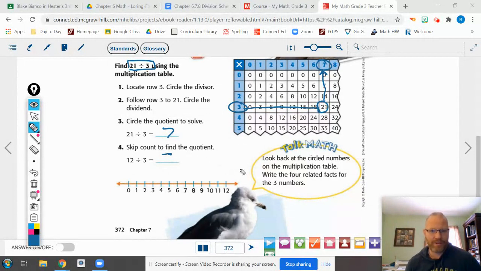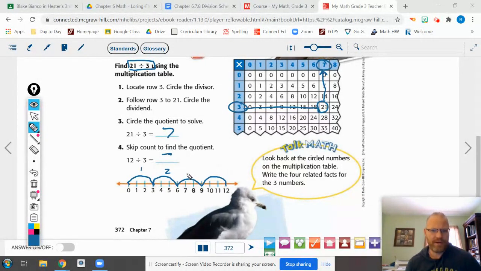So we already know the answer, but let's practice skip counting. So we're going to count by threes. So we're going to go 1, 2, 3. 1, 2, 3. 1, 2, 3. 1, 2, 3. And once we get to 0, we are finished.